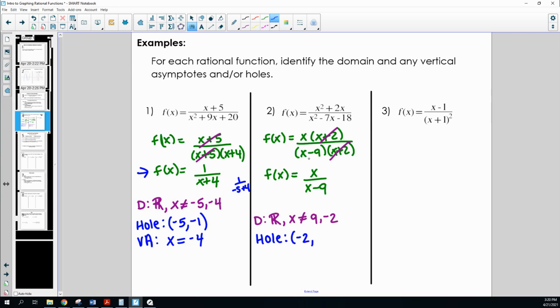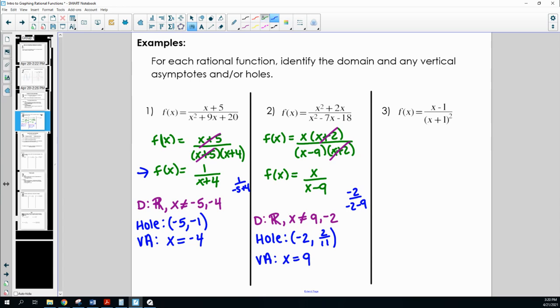To find the y, we're going to plug it into the new simplified function. So negative 2 over negative 2 minus 9. So that's going to give us negative 2 over negative 11, which is just positive 2 over 11. And then we did not cancel out the x minus 9 in the bottom, so that would be our vertical asymptote. So x equals 9 would be our vertical asymptote.